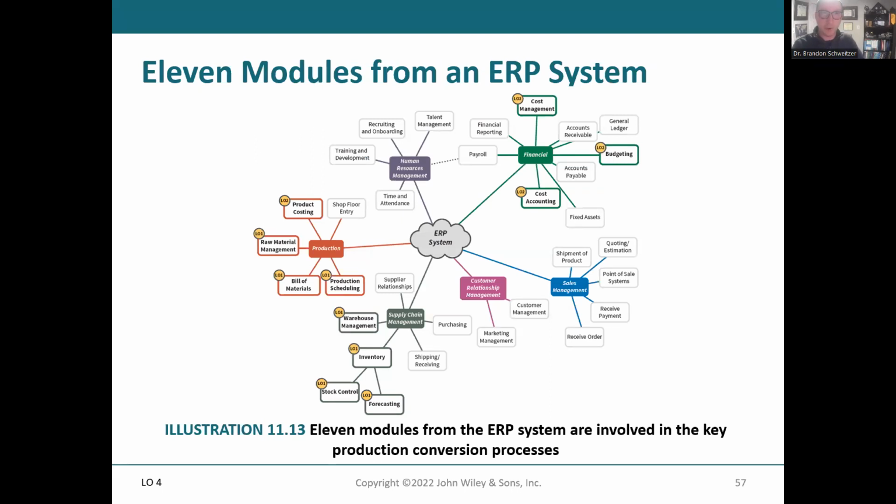So going back to our ERP model, just as we've done in the past, these are all of the components that we talked about today that impact our discussion. We had warehouse management, inventory, forecasting, stock control, all part of supply chain management. In production, we talked about product costing, raw materials management, bill of materials, production scheduling. And then on the finance side, we looked at cost management, budgeting, and cost accounting.